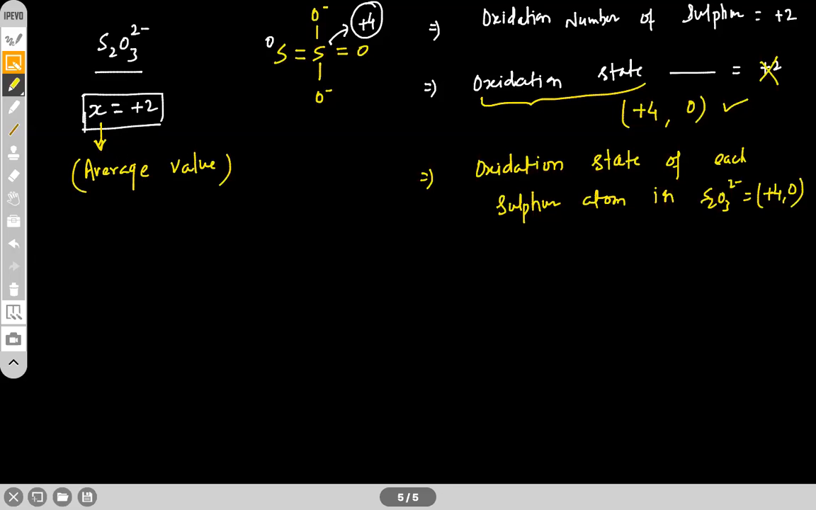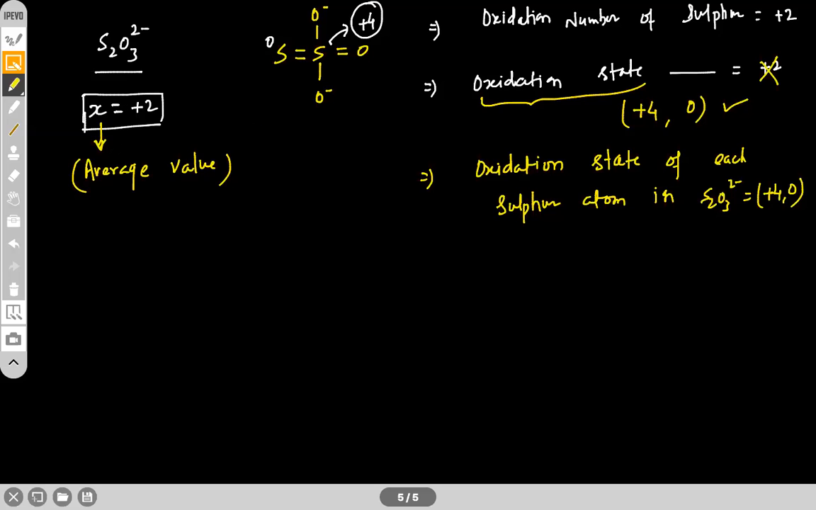Average value of all the sulfur atoms. If they ask you what is the oxidation state or oxidation number of each sulfur atom, then you have to consider each atom separately here. And in this case, the structure plays a very important role, because if you find it with X, this always gives you the average. This won't give you the oxidation state of each atom.